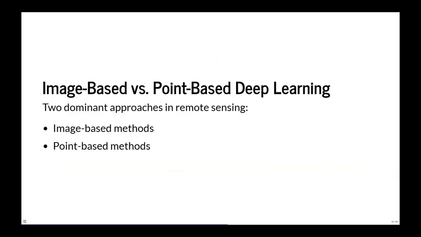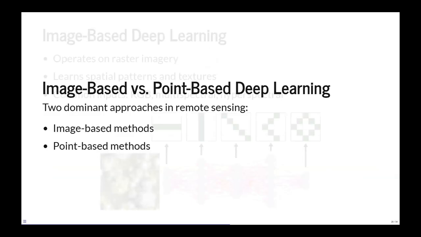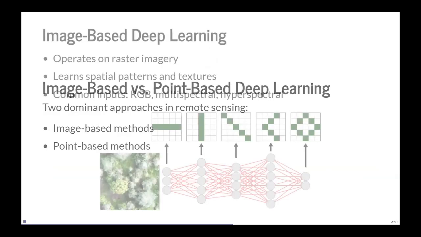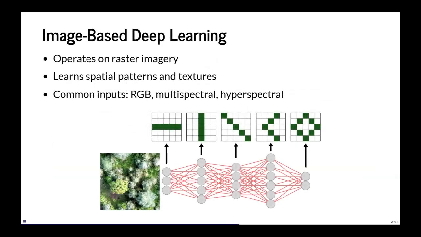Now I wanted to talk a little bit more about these two different kinds of deep learning approaches. Within remote sensing, we often see image-based and point-based methods. Image-based deep learning operates typically on raster imagery, so common inputs like RGB imagery, multispectral or hyperspectral data, and this learns spatial patterns and textures within these networks.